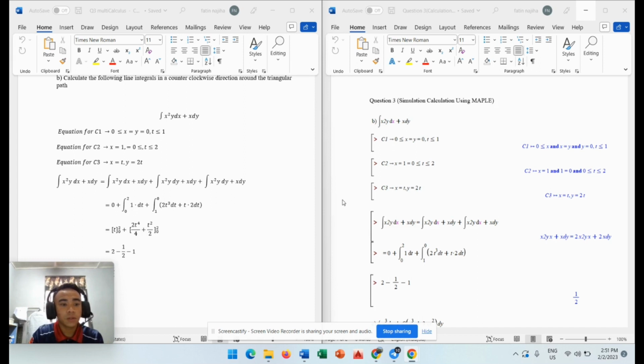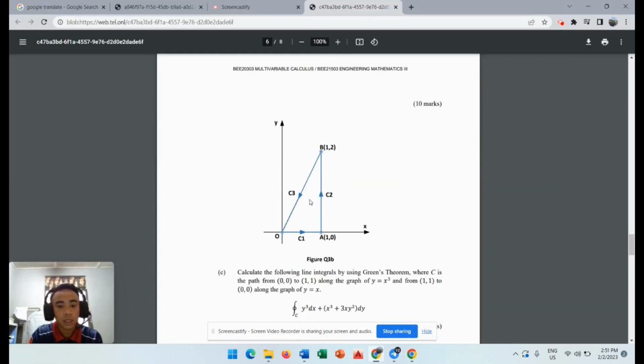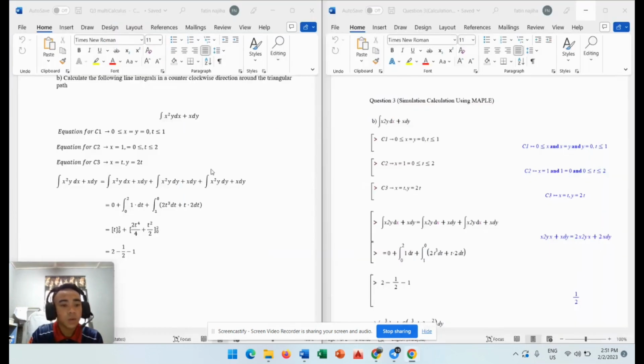Okay, first of all, we go through question 3b. Calculate the following line integral in a counterclockwise direction around the triangle path. Okay, the triangle path is this. We have C1, C2, and C3. First of all, we need to find the equation for C1, C2, and C3. And after we find them, we get this.